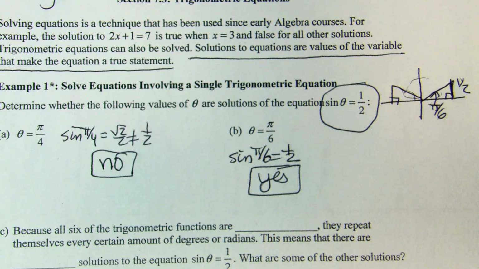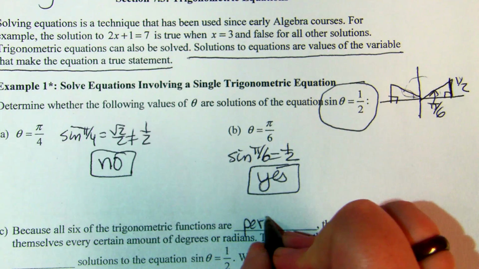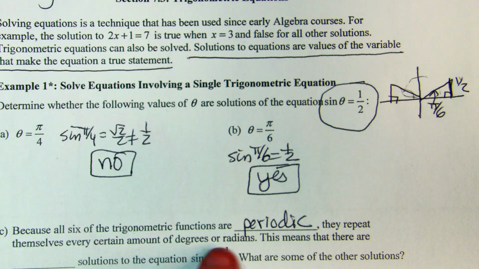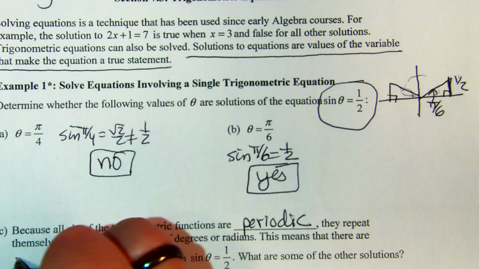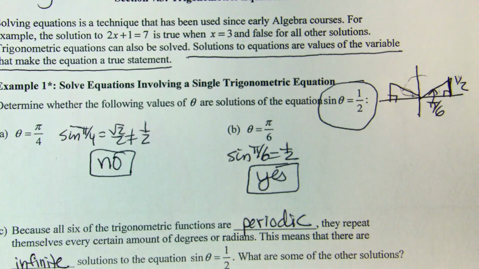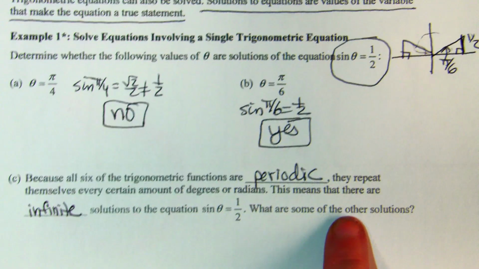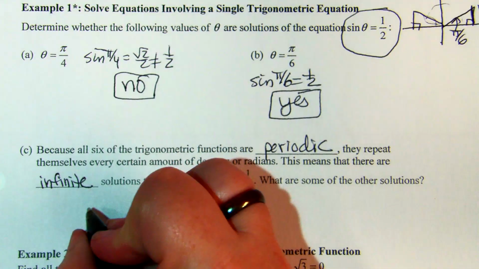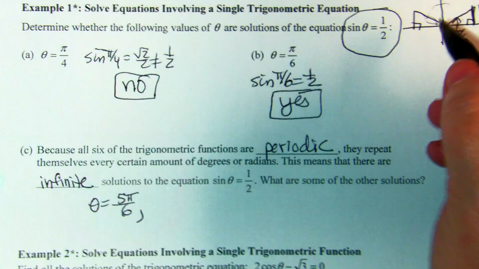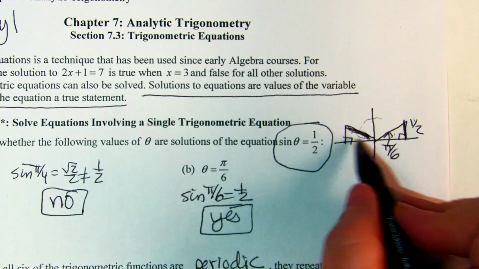Because all 6 trig functions are periodic, they repeat themselves every certain amount of degrees or radians. This means that there are infinite solutions to the equation sine theta equals 1/2. What are some other solutions? It says there are infinite solutions. So we said 5 pi over 6 also works, because that's right here. Right here is 5 pi over 6.